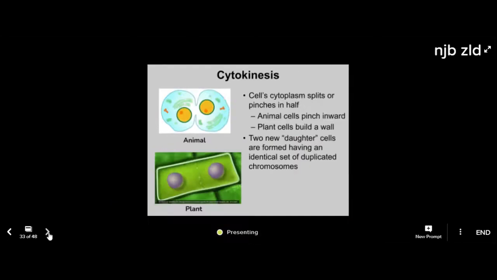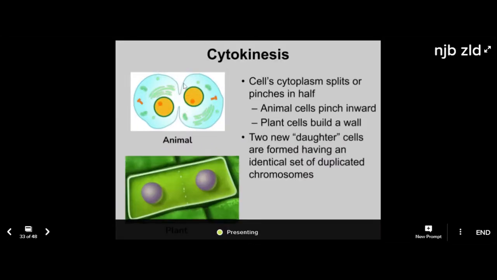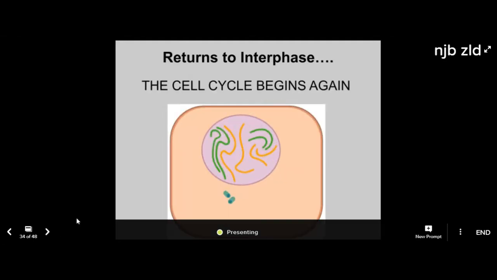All right, going forward. Now here's cytokinesis. Notice, in animal cells, it's starting to pinch in half. Plant cells begin to build their wall. And two new daughter cells, or child cells, are formed having an identical set of duplicated chromosomes. It returns to interphase and the cell cycle begins again.